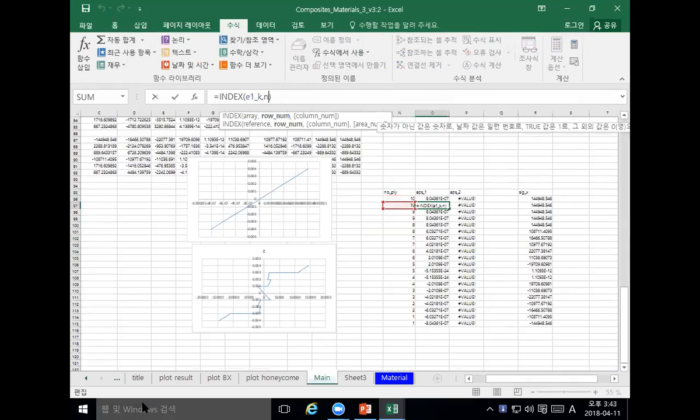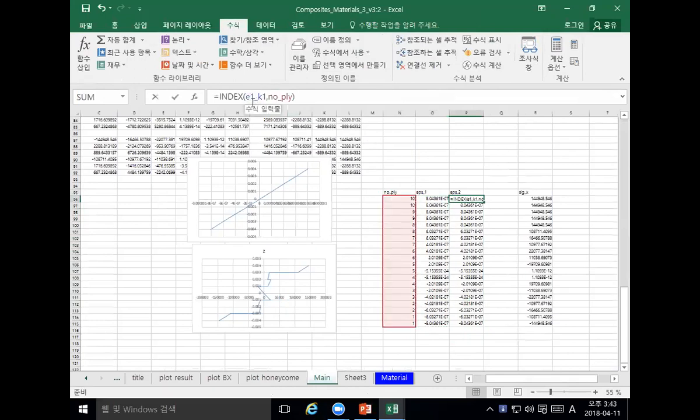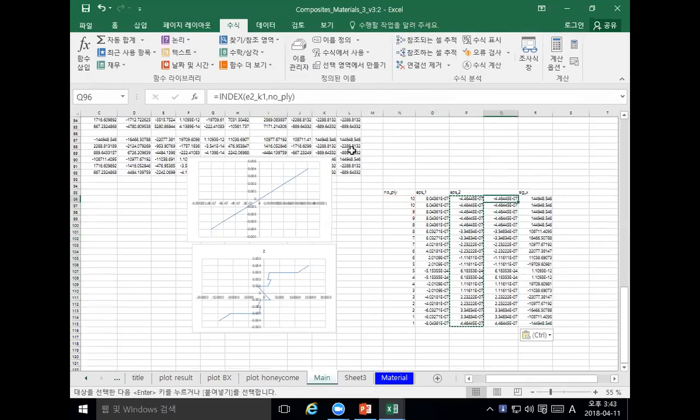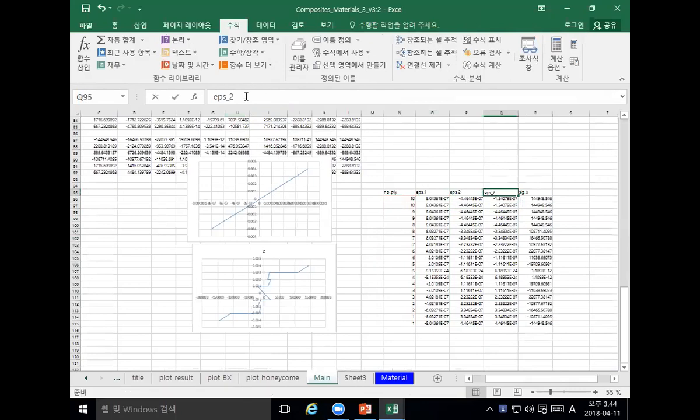And also this is the number of pi, and copy and paste, and copy and paste. We don't need to worry about this column. And here instead of one, we just change it to epsilon two, and change it to epsilon two, and copy and paste. And here, instead of epsilon two, epsilon six, and epsilon six. So this will be epsilon six, and copy, and paste.